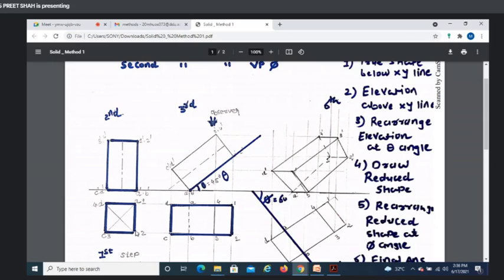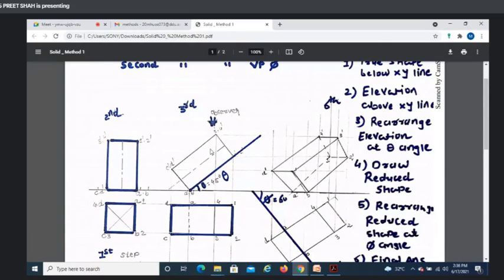So what is your first step? If the solid is resting on the HP plane on one of its sides, draw the true shape of the base below the XY line. Next, the second step: draw the elevation above the XY line. In a square prism, the base is the square, and the remaining elevations you will draw above the XY line.